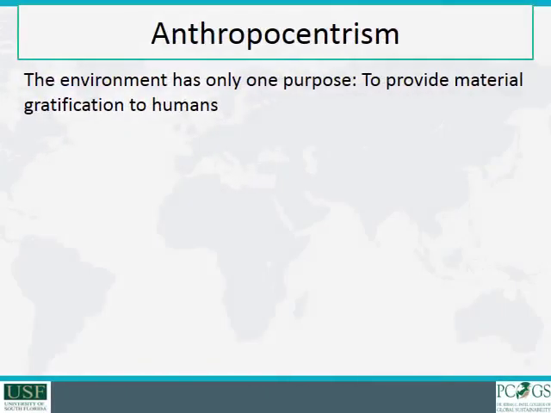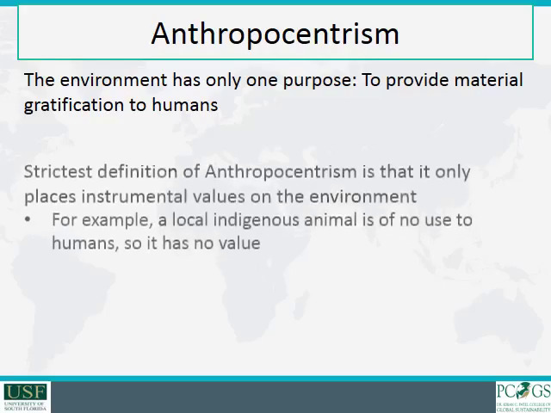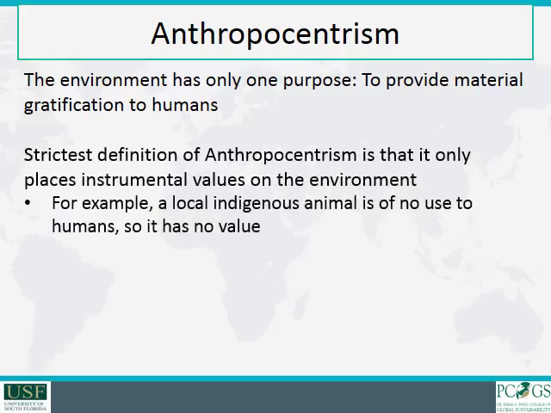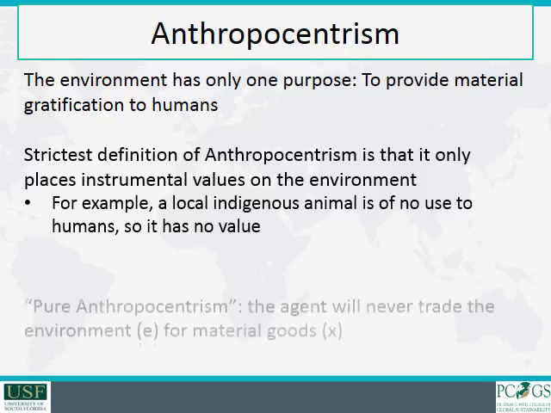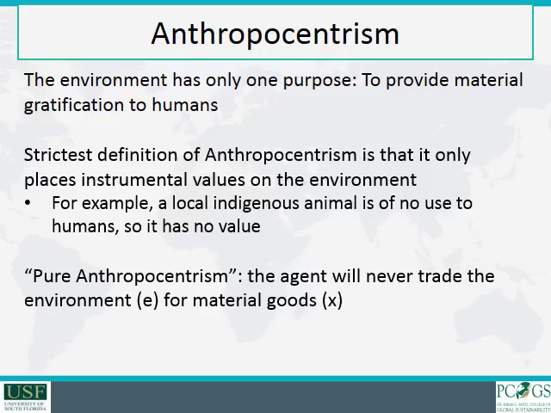Anthropocentrism is almost the exact opposite of biocentrism. Here the environment serves only one purpose, and that purpose is to provide material gratification for humans. The strictest definition of anthropocentrism is that it places instrumental or material values on the environment. For example, a local indigenous animal like a sparrow would be of no use to humans, therefore it would have no value. In pure anthropocentrism, the agent will never trade the environment, E, for a material good, X.